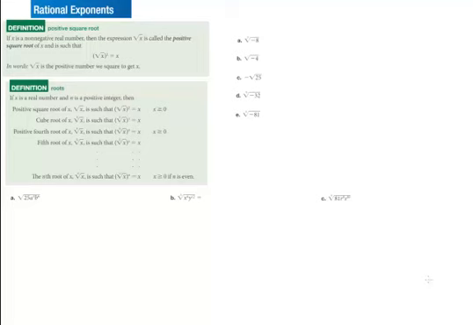Hi there, we're looking at rational exponents today. We're going to look at square roots, cube roots, things to the 1/2 power, 1/5 power, and so forth. When we are looking at even roots, we say that we are looking for the positive square root, or the positive 4th root or 6th root, or something of that sort.